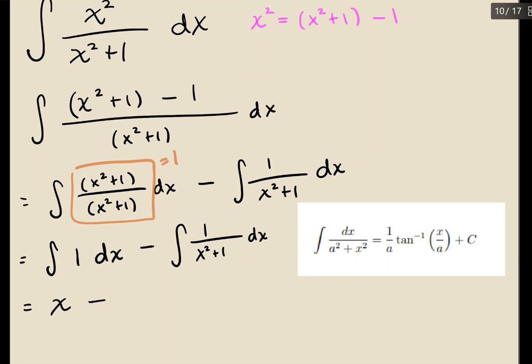Minus this would be 1 over 1, a is 1 here, inverse tangent of x over 1 plus c. Now all this can be simplified.